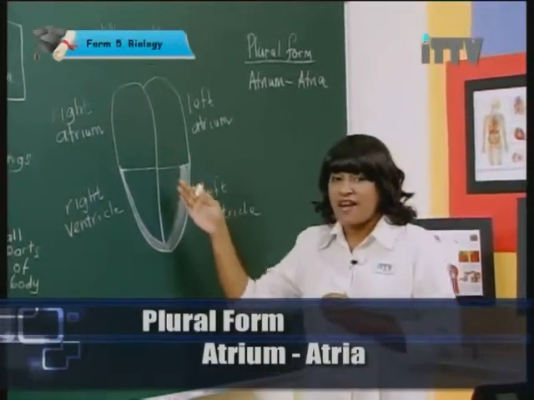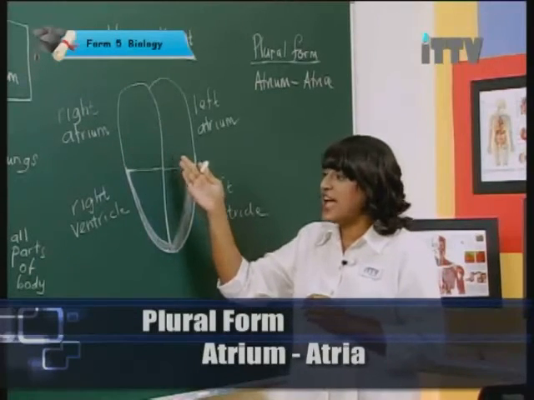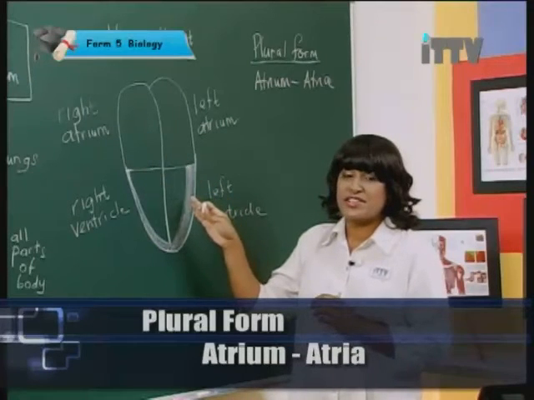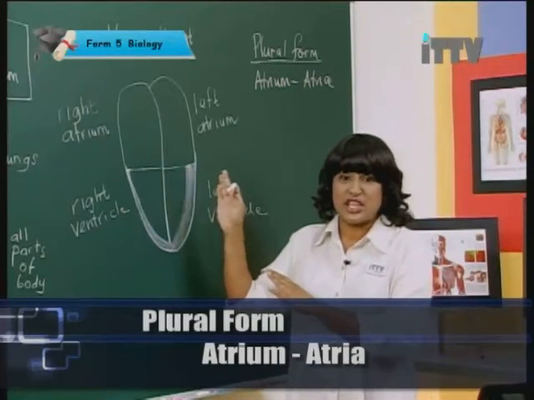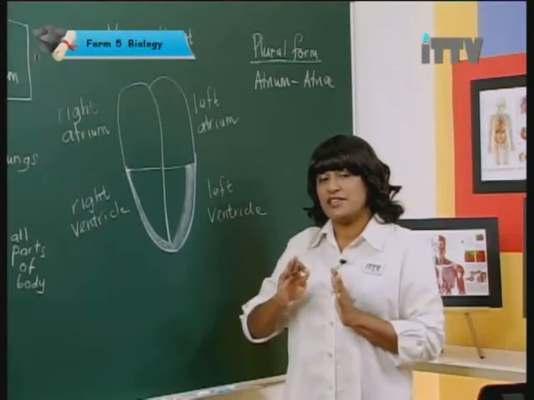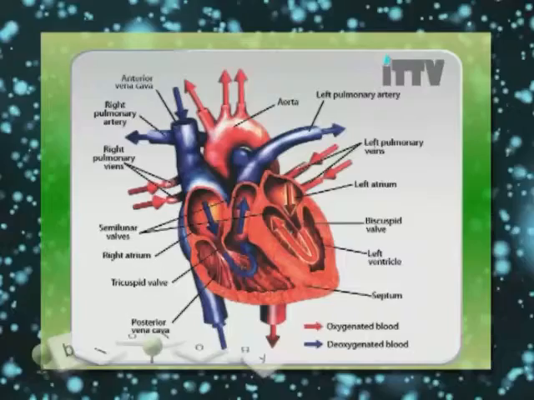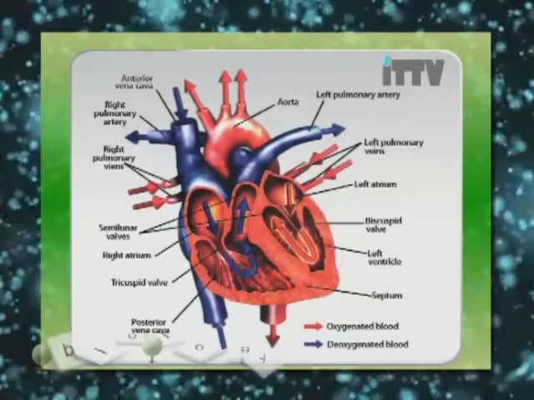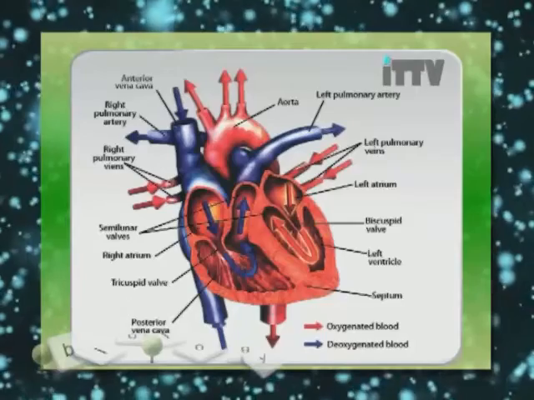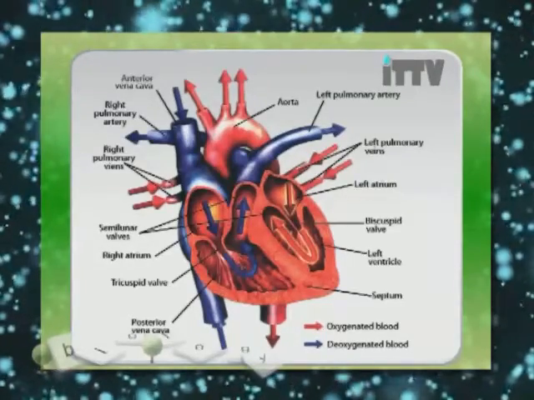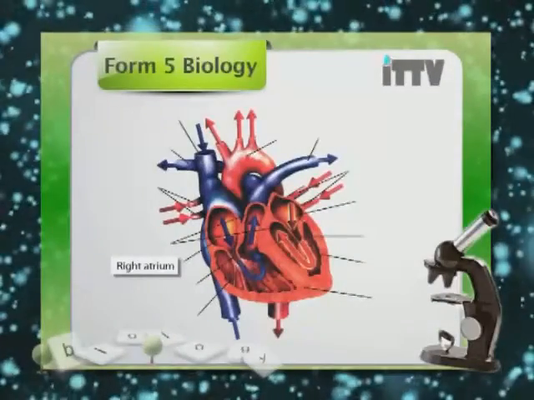So the human heart has 2 atria and 2 ventricles. So there are 4 quadrants, 4 compartments in the human heart. Now we're going to take a look at the 3-dimensional description in the slide. Now this diagram, of course, is much more colorful and much clearer compared to the representation on the blackboard. Now let us take a look at the first quadrant, which is the right atrium.